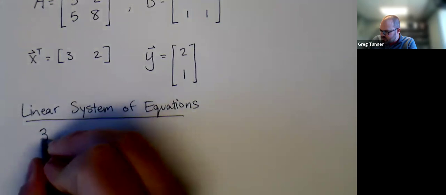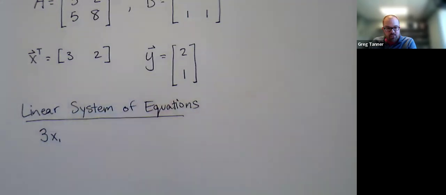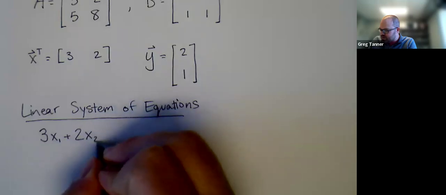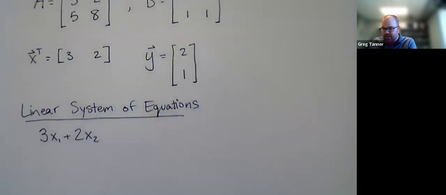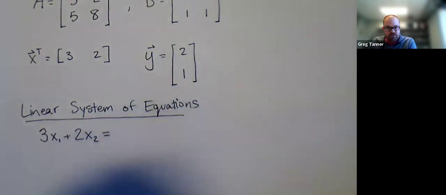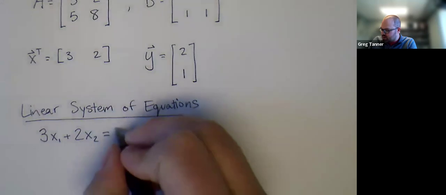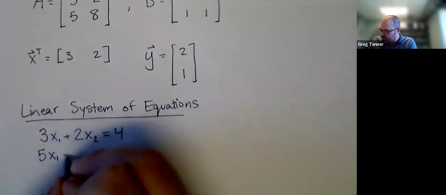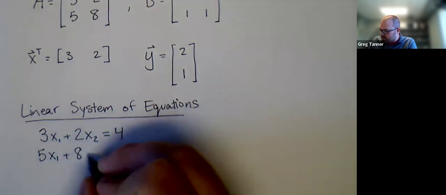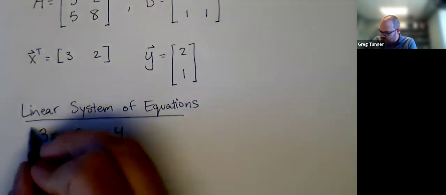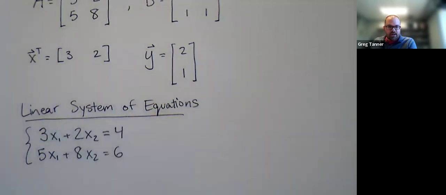And so maybe this is going to be 3 times our first variable. We'll maybe call our first variable x1, plus 2 times our second variable. We'll call that x with a subscript 2. And maybe the sum of these two terms equals 4, and 5x1 plus 8x2 equals 6. So we've got 2 equations and 2 unknowns.